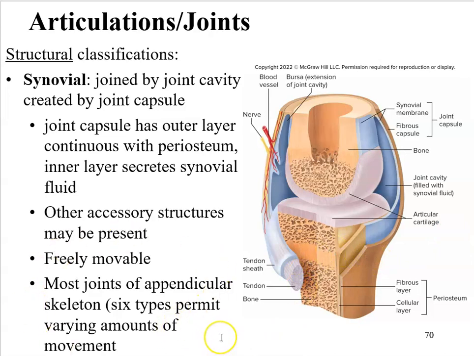Most of the joints of the appendicular skeleton are synovial joints, and there are various types like hinge joints, condyloid joints, ball and socket joints that are separated by the amount of movement, the range of motion that is permitted at the joint. Our most freely movable joints are the hip joint and shoulder joint. These are ball and socket joints that allow a very wide range of motion.